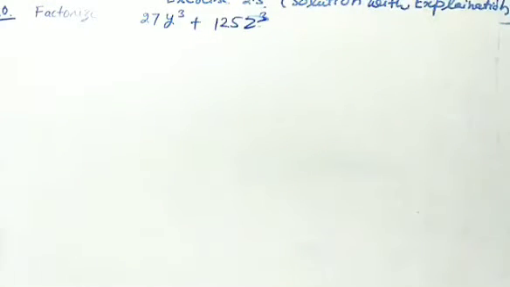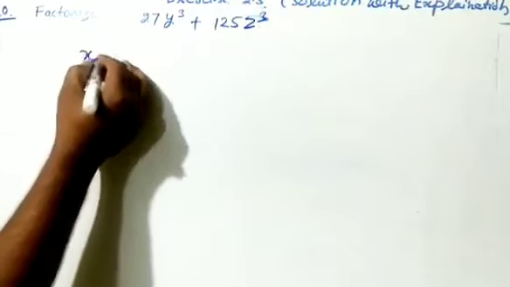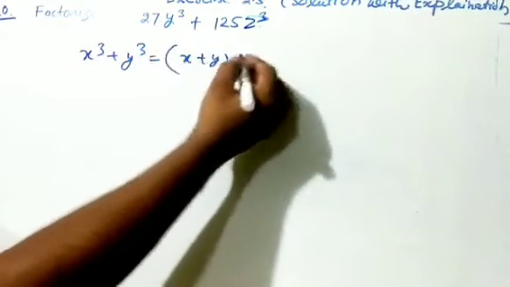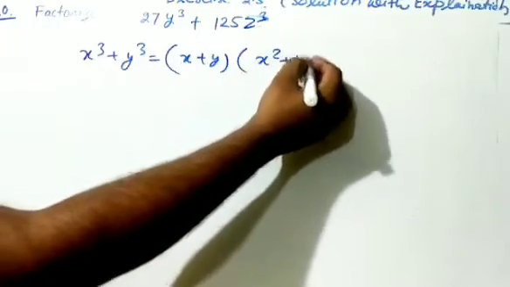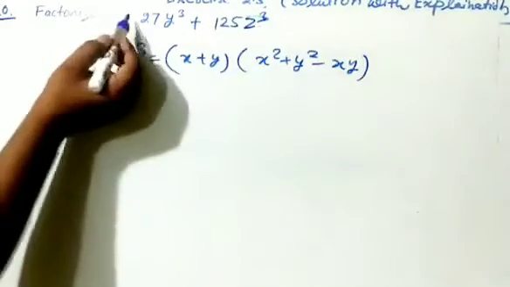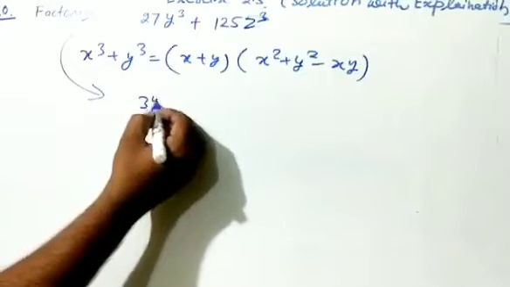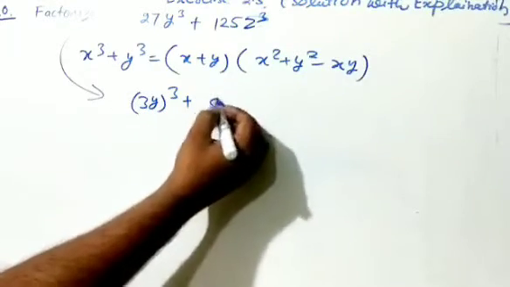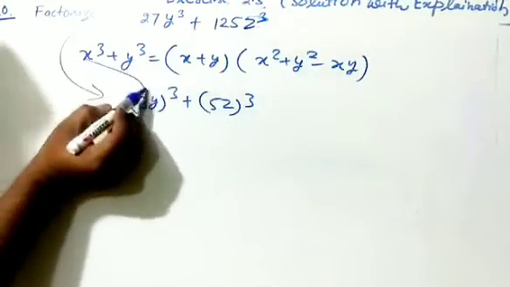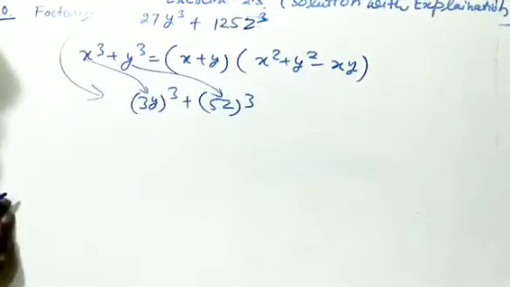In the previous question, we have verified the formula of x cube plus y cube. So I'm writing here first of all the formula: x cube plus y cube equal to x plus y, x square plus y square minus xy. We have proved this in the previous question. So here, we can write it as 3y whole cube and 5z whole cube. Now if we compare this formula, this will be x and this will be y.